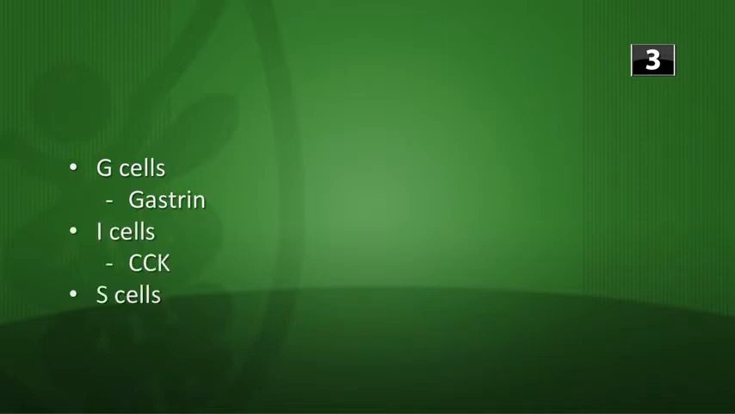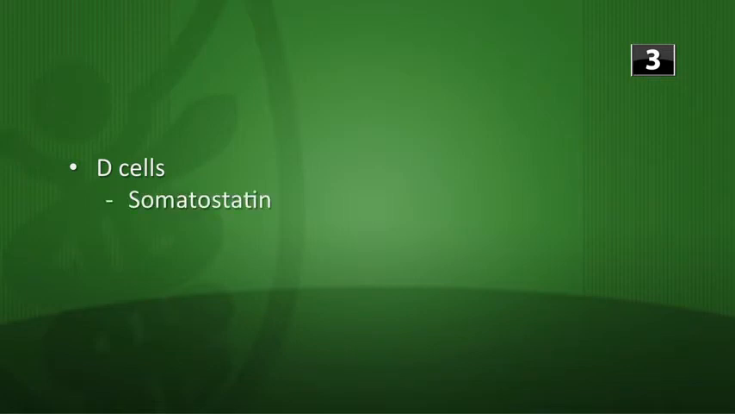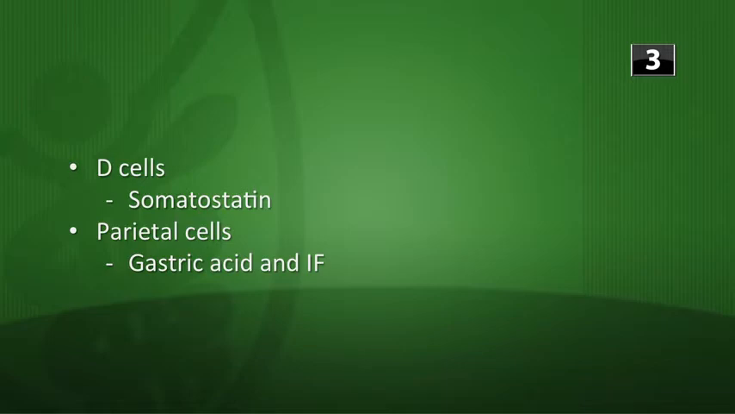And the last one, what important secretory products are secreted from the following cells of the GI tract? So the G cells of the stomach secrete gastrin, the I cells secrete CCK, the S cells secrete secretin, the D cells secrete somatostatin, and the parietal cells of the stomach secrete both gastric acid and intrinsic factor.